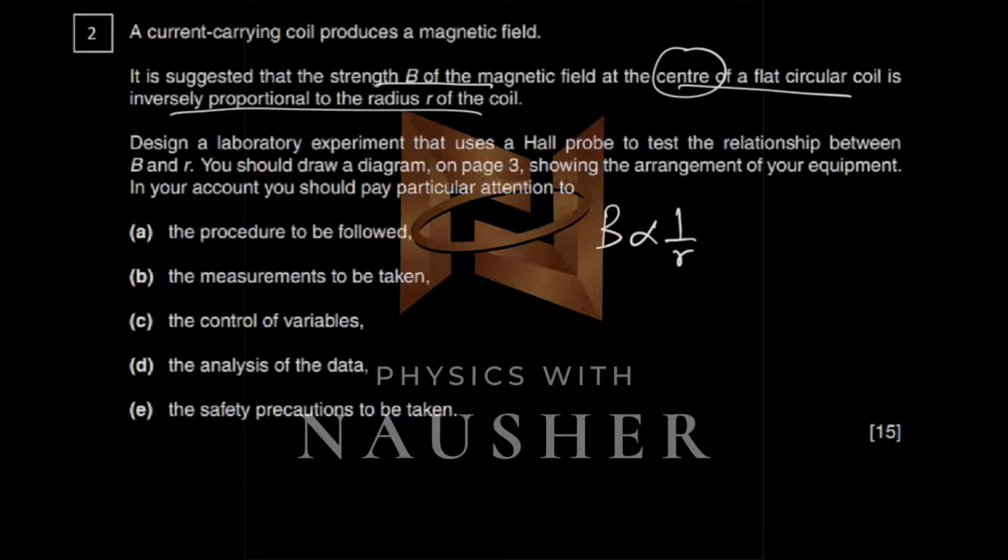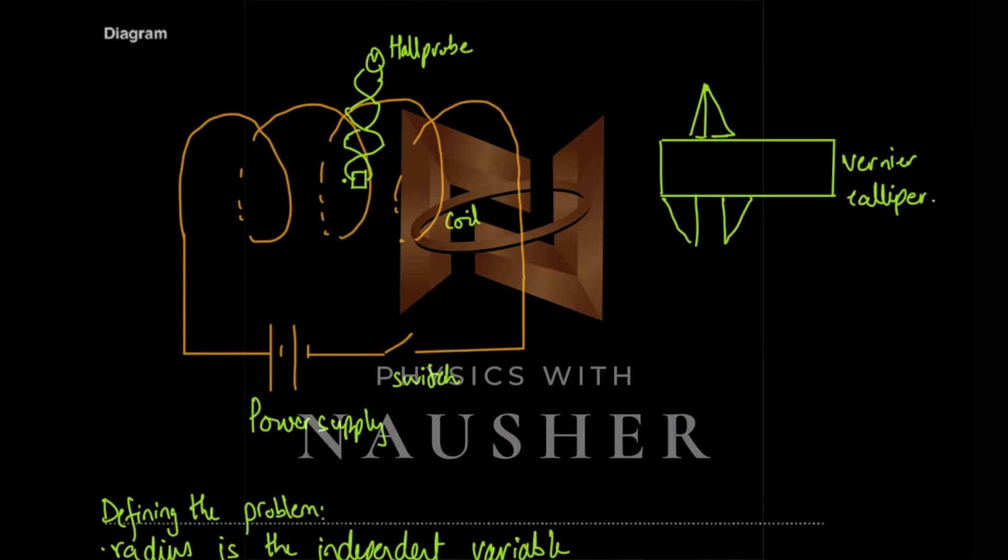Now the setup looks something like this. So you have your coil, and you've connected the coil to a power supply, a switch. The Hall probe is kept at the center because they said that the Hall probe should be at the center. And guess why I am drawing this vernier caliper over here? The reason is I need to measure the diameter from where I can calculate the radius of the coil. And then in the experiment, I'll use different radii. I'll change the radius, measure the radius, and then with that new radius, let's say a smaller coil, I'll put the Hall probe in the center and measure the Hall voltage again.